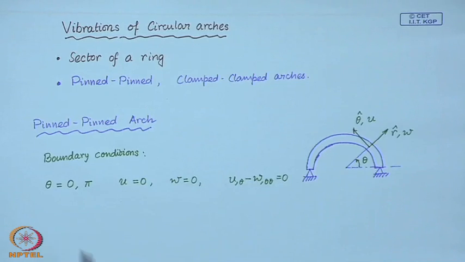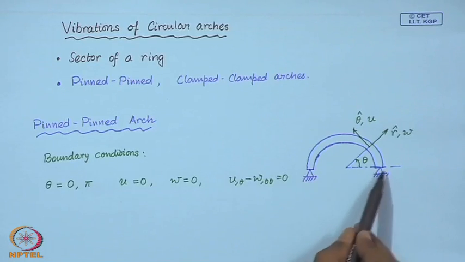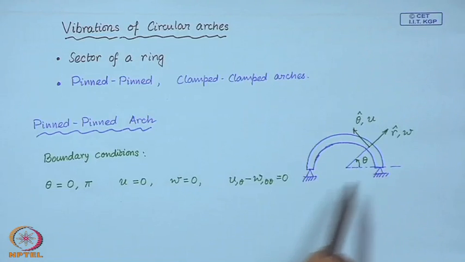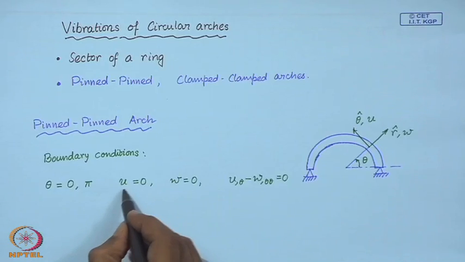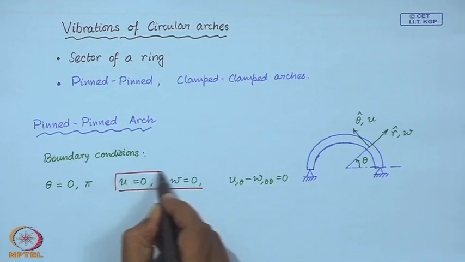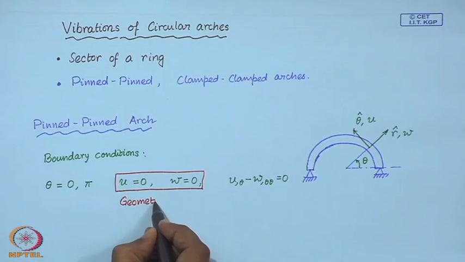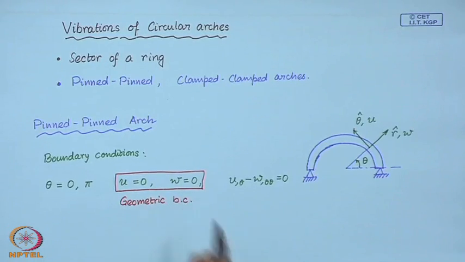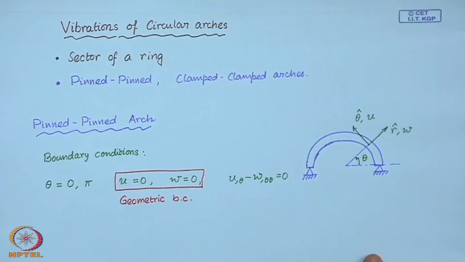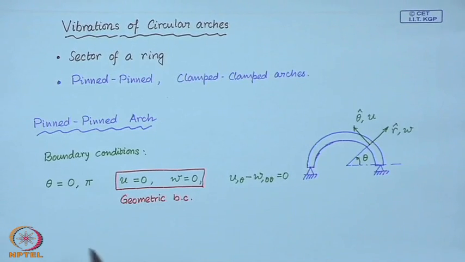So we have 6 boundary conditions as we had discussed. So, here we have 0 displacement at these 2 points, and this is the 0 moment condition at these 2 ends. Now, so we have these as the geometric boundary conditions. So, now we have to choose admissible functions.